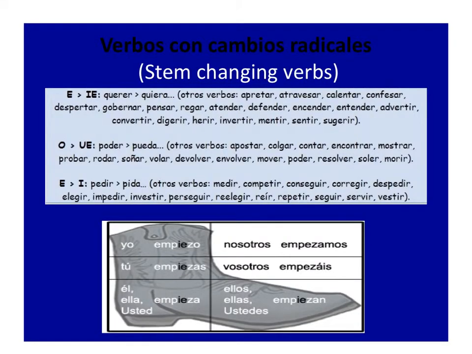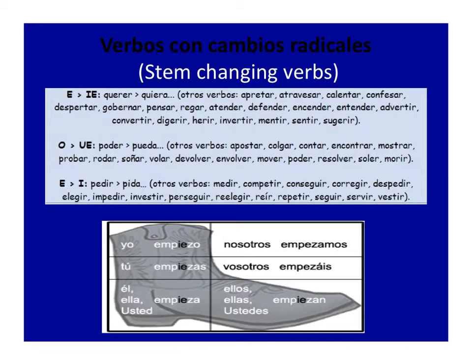Now let's talk about irregular verbs. The first group of verbs that we're going to talk about are stem-changing verbs. A stem-changing verb is a verb that, when conjugated, will have a change in the stem, the beginning of the verb.